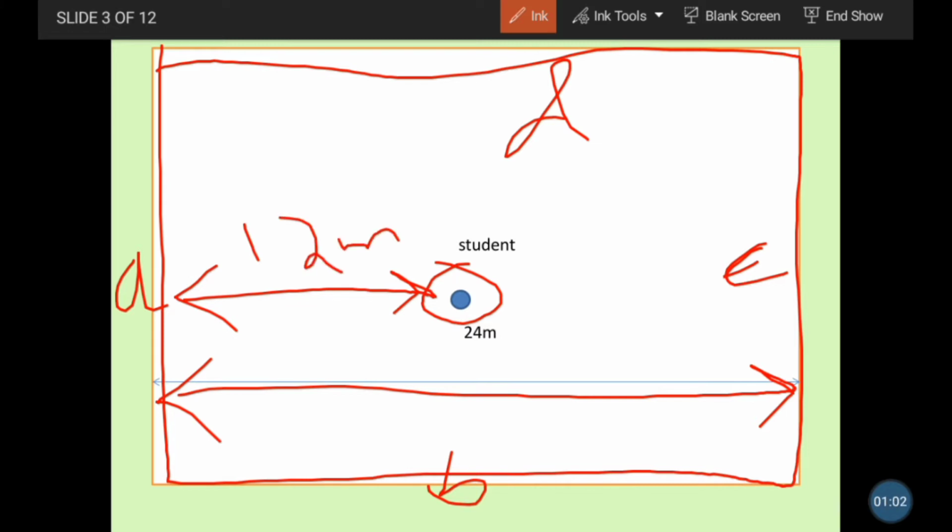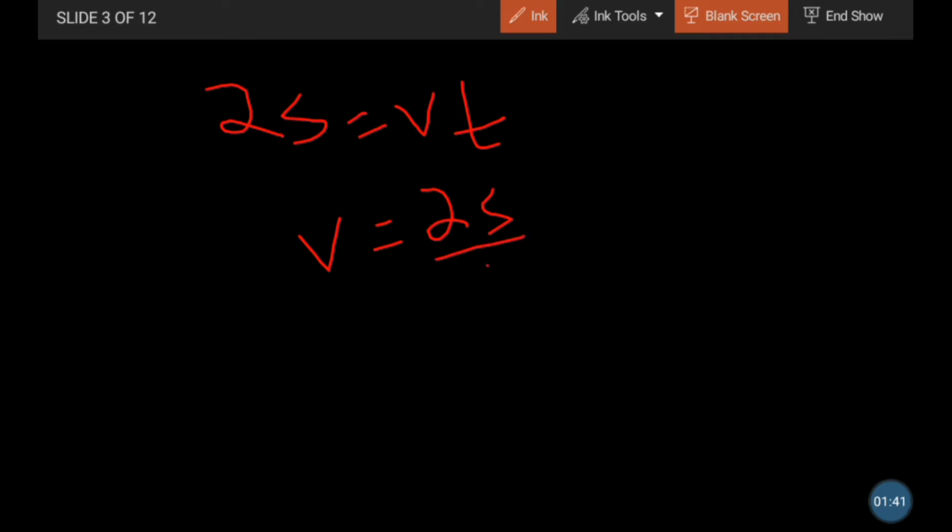We have the distance between wall A and the student, which is 12 meters, and we have the time of the echo that is produced by walls A and C, the greater time, which is 70 milliseconds. Since we have to find the speed, we will apply the formula 2s = Vt, so V = 2s upon t.